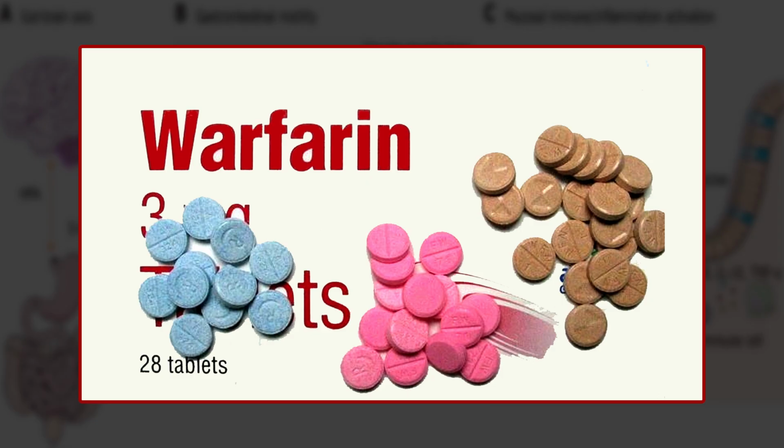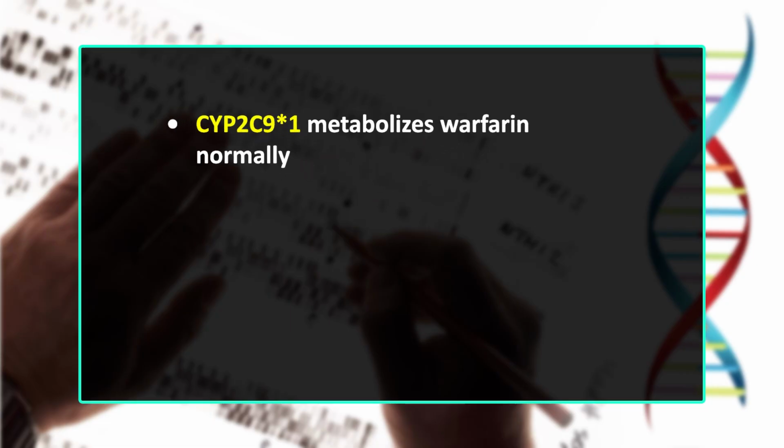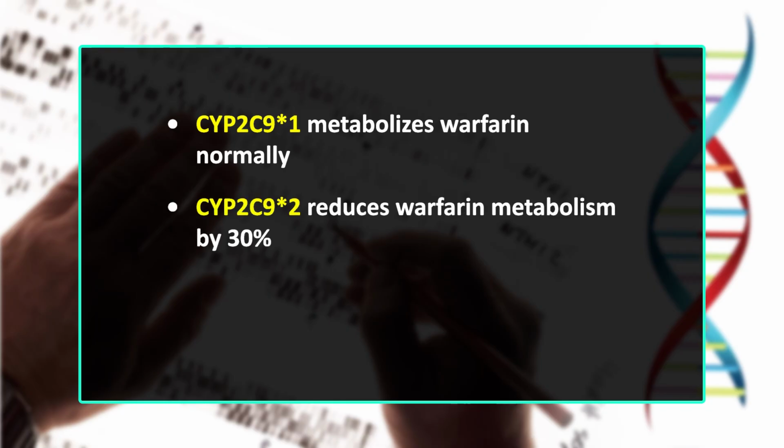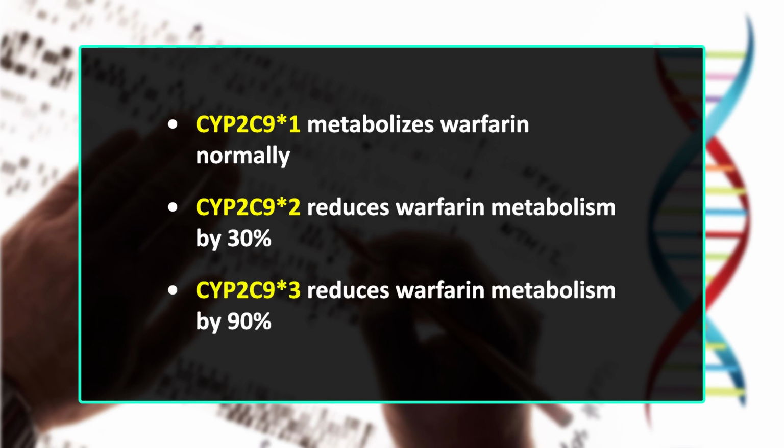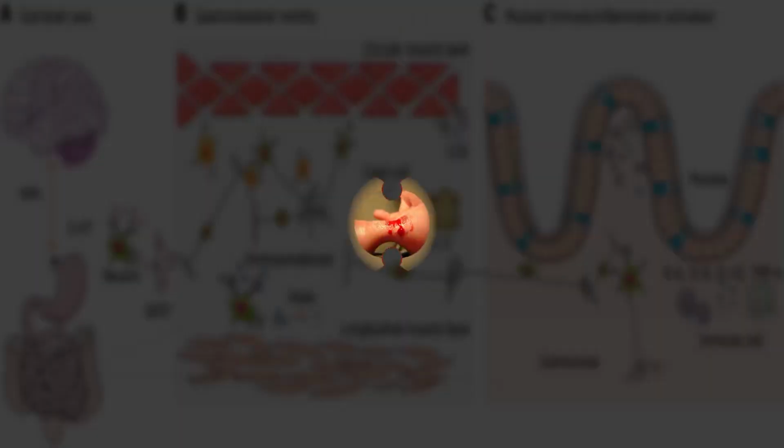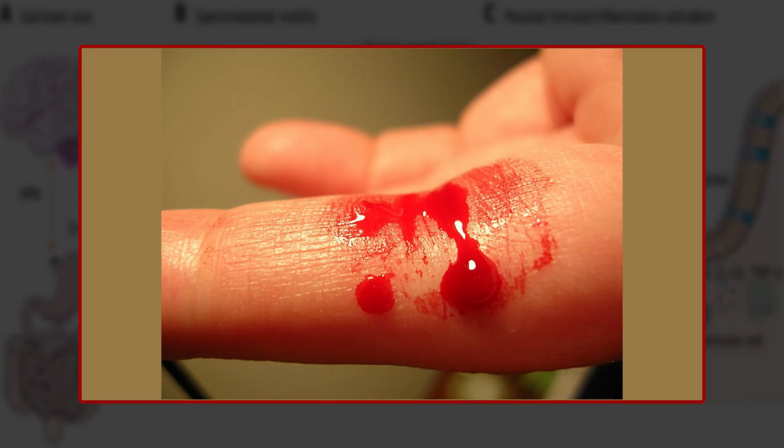Warfarin is an anticoagulant drug prescribed for the prevention of stroke and thrombotic disease. CYP2C9*1 metabolizes warfarin normally, CYP2C9*2 reduces warfarin metabolism by 30%, and CYP2C9*3 reduces warfarin metabolism by 90%. So depending upon the genotype, conventional dose titration with warfarin could lead to either an increased risk for bleeding events or an increase in time required to achieve therapeutic anticoagulation.